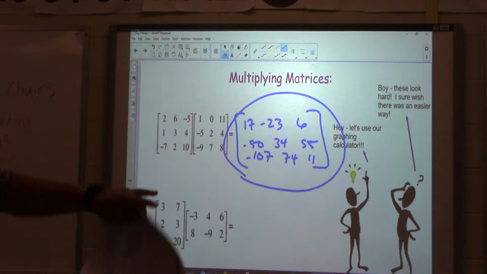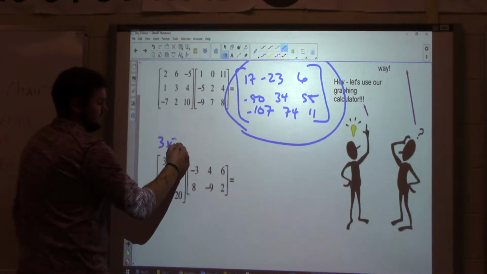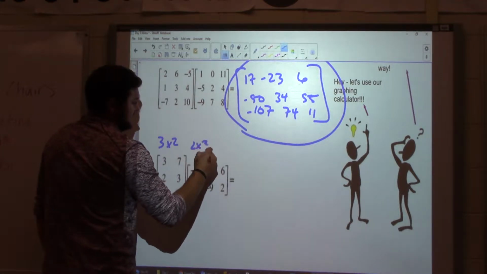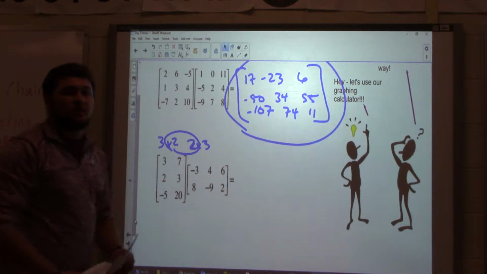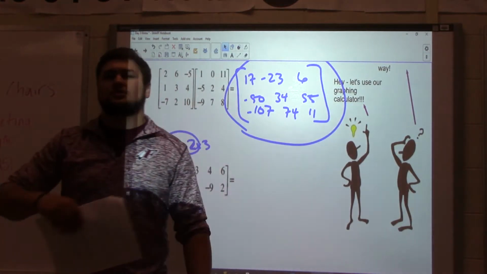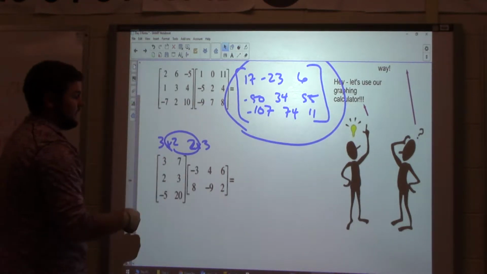All right, the second problem now. Let's look at the second one here. We have a 3 by 2 times a 2 by 3. Can I multiply those? Sure. Right? So now if you have an older calculator, you may not be able to do it this way. I'm going to show you that second way for the newer calculators. It's a little quicker. I mean, I prefer that way. It's the way I'm going to do on my calculator a lot.